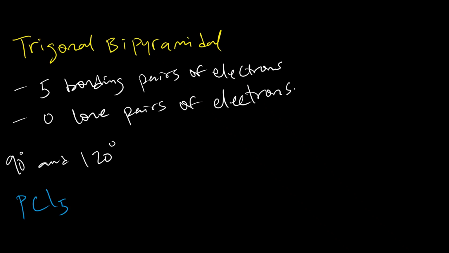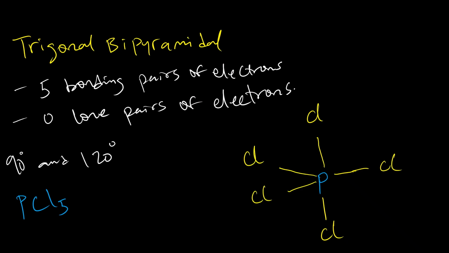Now let's draw the shape of this molecule. In phosphorus pentachloride, the center atom is phosphorus, P, and it is bonded with 5 chlorine atoms. So we have chlorine here, chlorine here, chlorine here, and chlorine here. So this is phosphorus pentachloride, and that is an example of trigonal bipyramidal molecular shape.